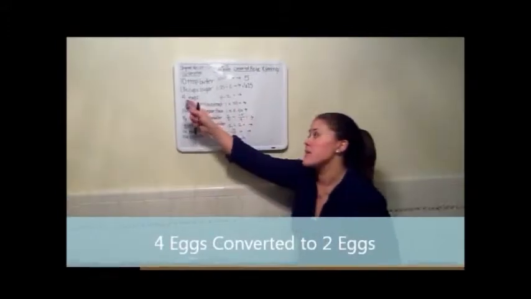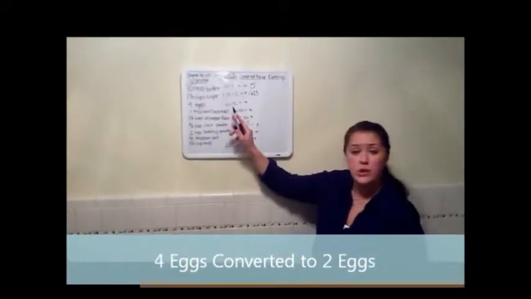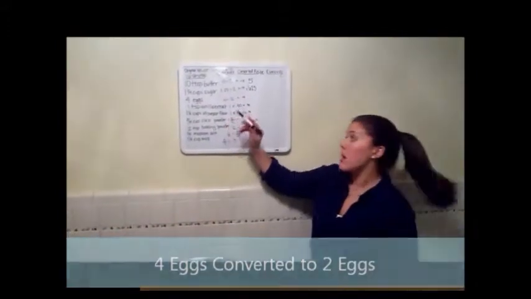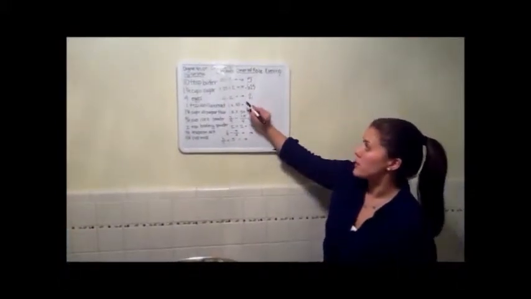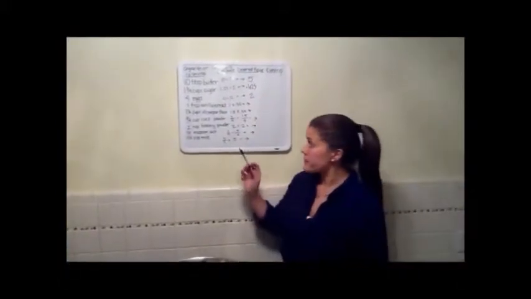It calls for 4 eggs. This one's nice and simple. We're going to take our original number and divide it by 2, and that's going to give us 2. So we're going to need 2 eggs in our new recipe.